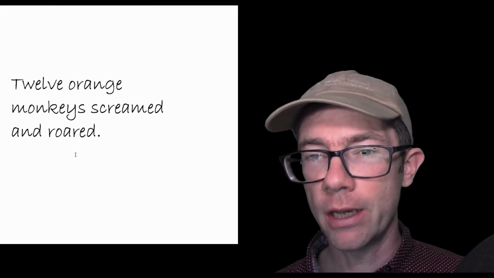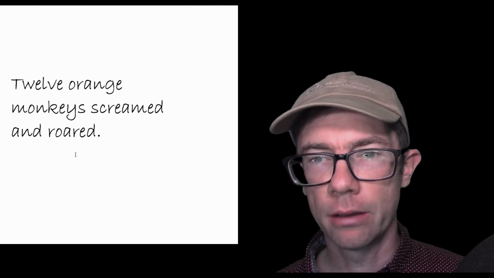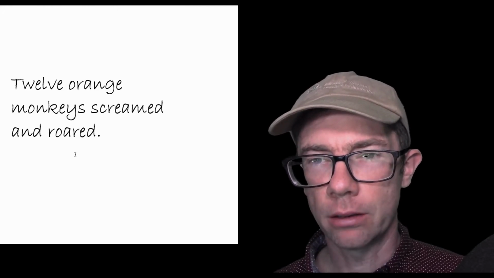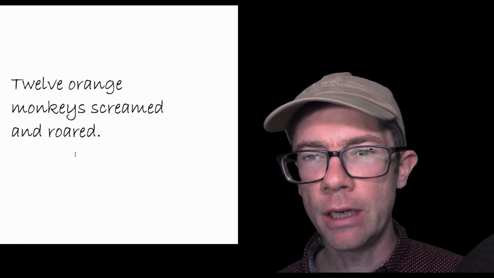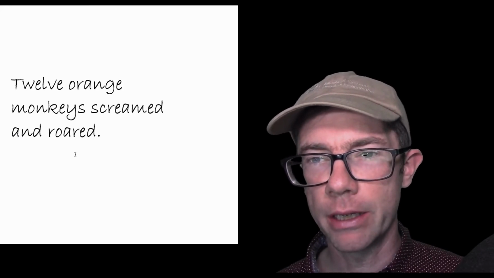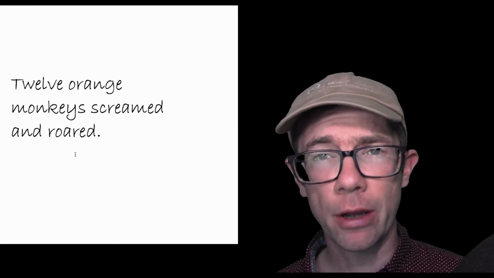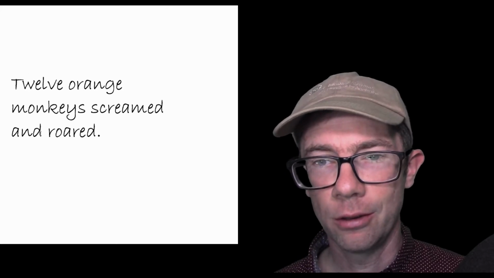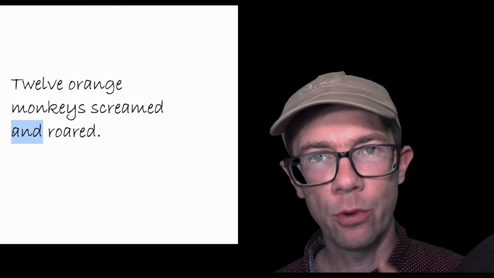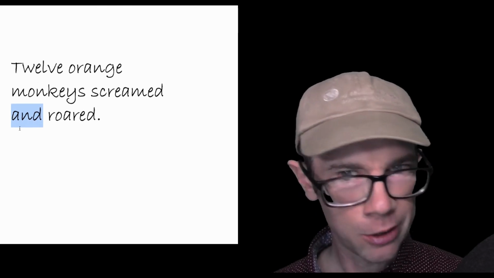Okay, let's look at another sentence. Twelve orange monkeys screamed and roared. Subject. Who or what screamed and roared? The answer is twelve orange monkeys. Our subject is twelve orange monkeys. Predicate. Twelve orange monkeys what? Screamed and roared. Our predicate is screamed and roared. Do you remember how to do this? What's the name of this type of word which joins two words or two phrases together? It's a conjunction.